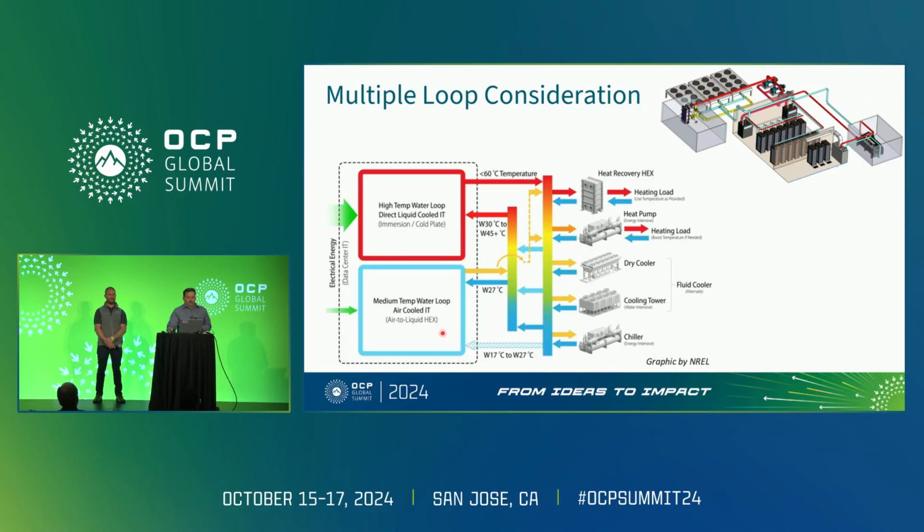Could also be for the rear door heat exchangers. And then in the upper left here would have a high temperature loop for the direct liquid cooling, and this would be for more of the immersion based cold plate type solutions.